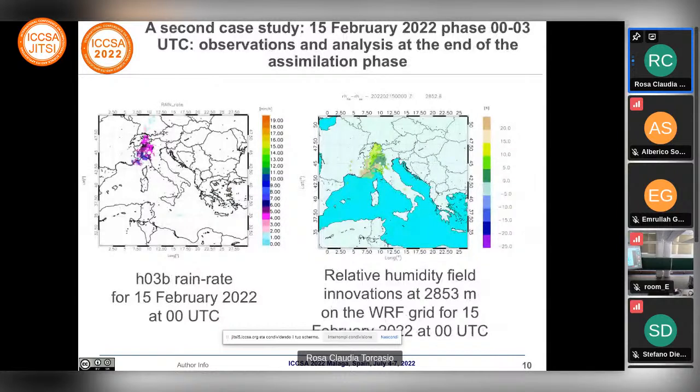The second case study we're going to see occurred on 15 February 2022, and again we're going to see the phase between 0 and 3 UTC, and here we have the rain rate from H03B and the relative humidity field at about 3 kilometers on the work grid, again at the end of the assimilation phase. Here we can see that the pattern on the northwest of Italy is well represented by the analysis.